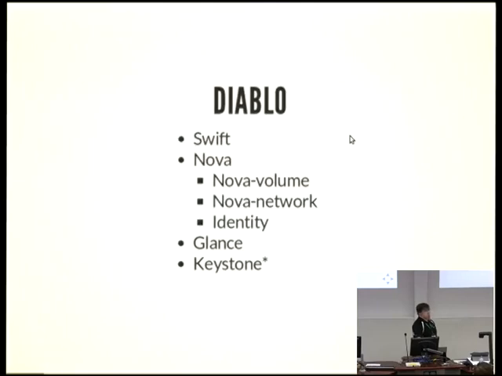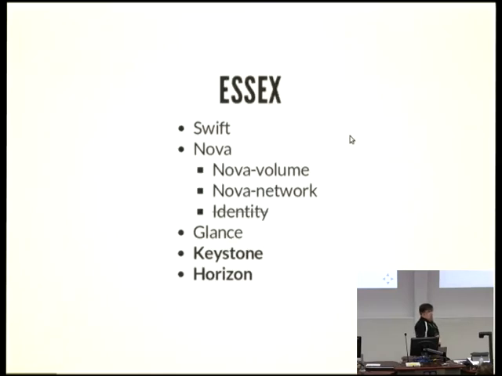Keystone has a star next to it, which makes me think it wasn't called that or something? So Keystone got completely rewritten from Diablo to Essex, if I remember the timeline correctly. We're actually now running what was technically Keystone Lite. This may seem ironic, but not ironic the project, because that's a different code base, which is Lite.